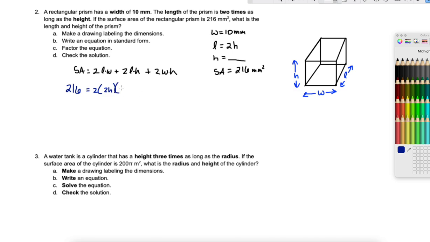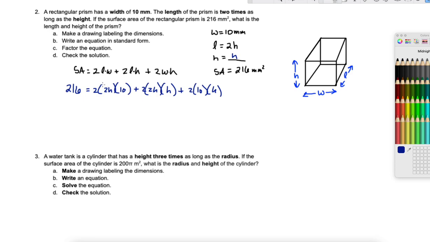Width we know is 10 plus 2. Length is 2h. Height, we don't know it, so I'm just going to keep it as height. So height is just height. Plus 2 times width is 10 times h.